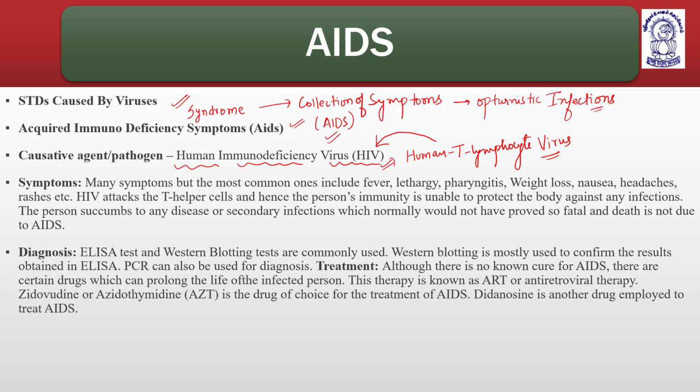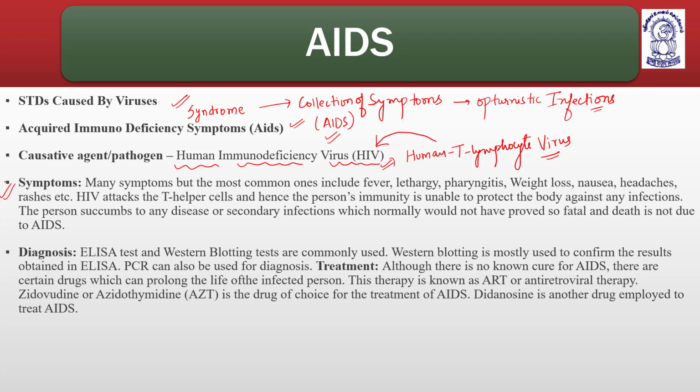Now, syndrome means a collection of symptoms, which basically designates the different types of infections at a particular time, that is, the opportunistic infections. Now coming to the next topic, symptoms. What are the symptoms if a person is suffering from AIDS? There are two things you should remember: AIDS and HIV are both different.